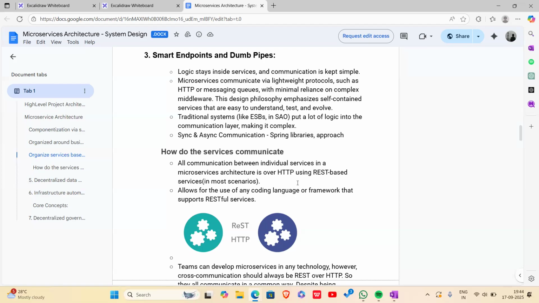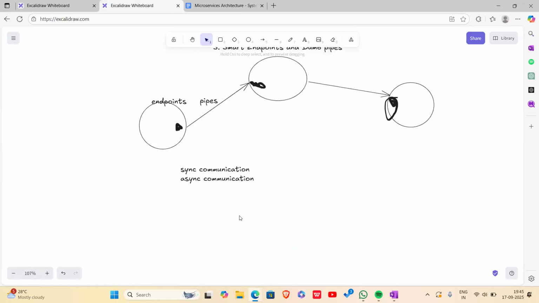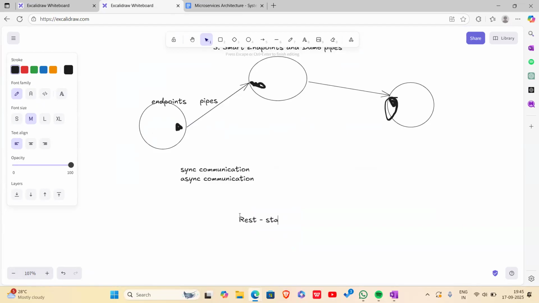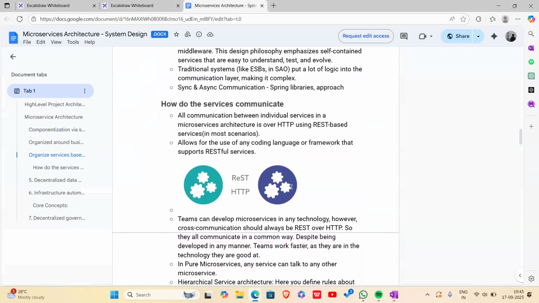REST is nothing but a standard for API communications, which allows the use of any coding language or framework that supports RESTful services.